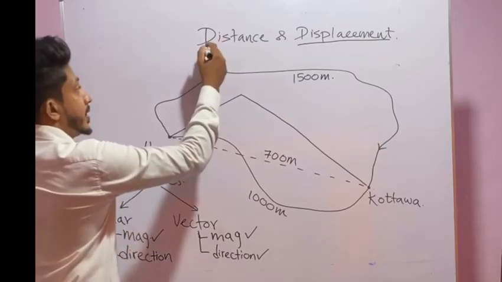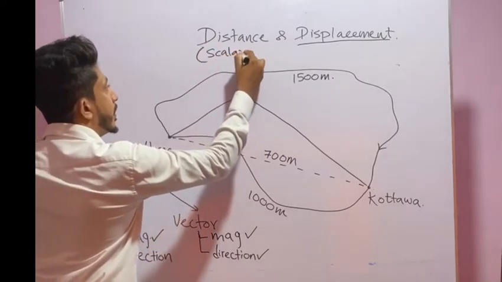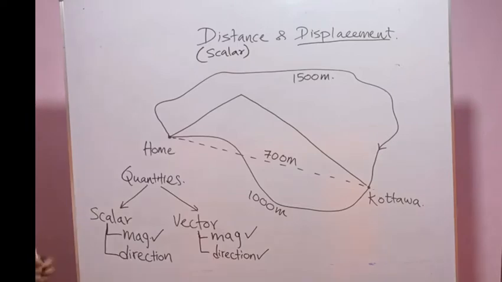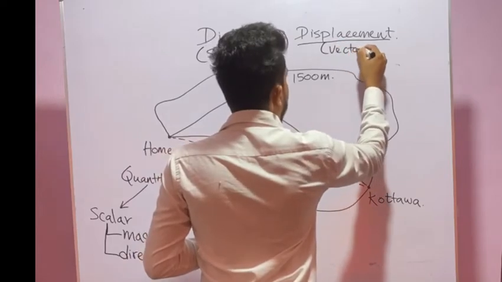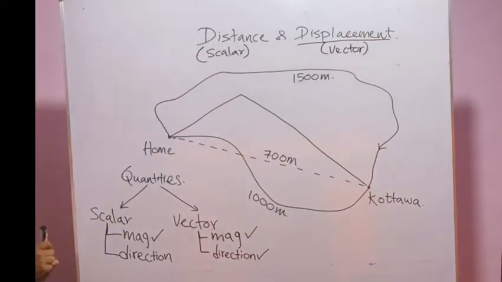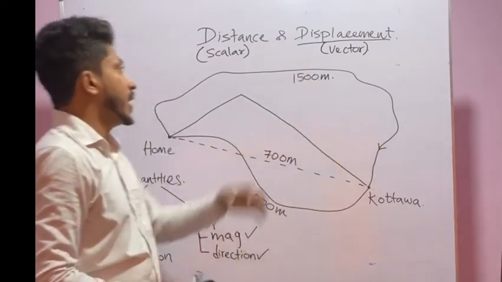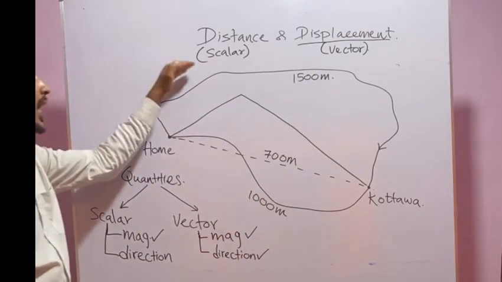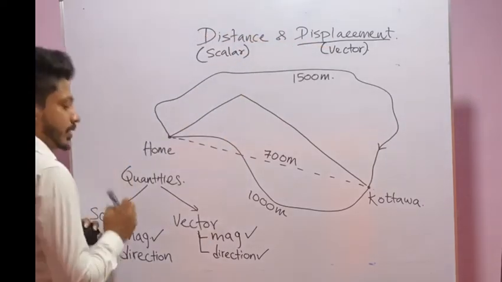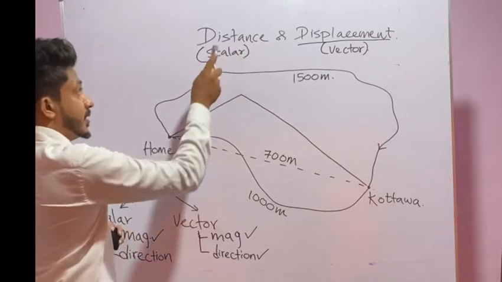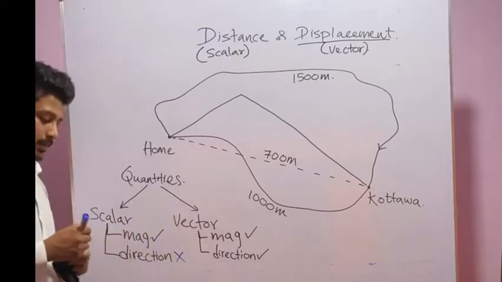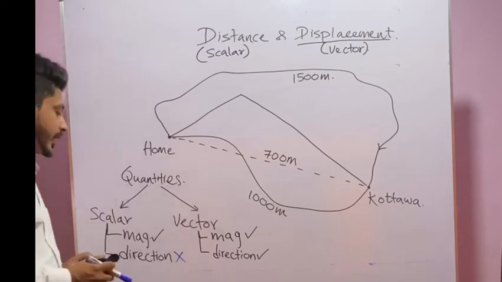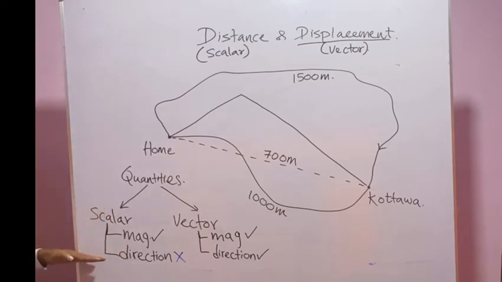Distance is a scalar quantity. Distance කියන්නේ scalar quantity එක. What about displacement? Displacement is a vector quantity. Let's see how those quantities behave. First, I would like to take distance, which is a scalar quantity. That means it has a magnitude, but it does not have a specific direction. You better get that word.